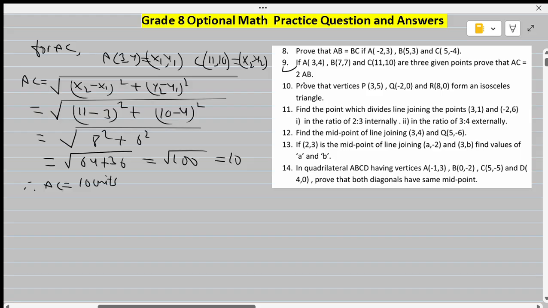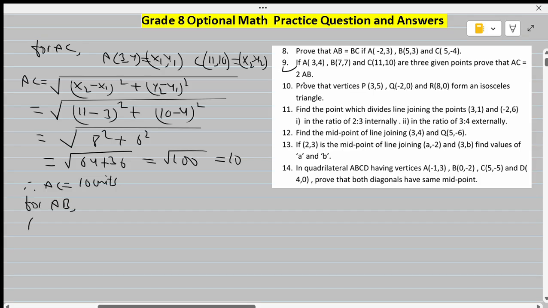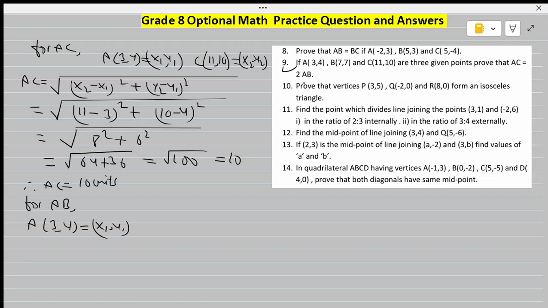After finding AC, now we have to find AB. So for AB, the A point 3, 4 we consider the first point x1, y1, and the B point we have here is 7, 7. This we consider x2, y2. And now we go for finding the distance of AB.